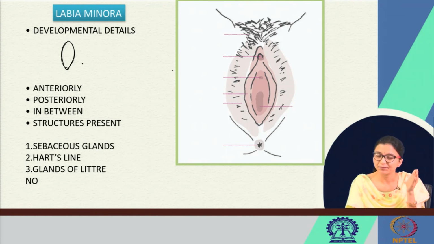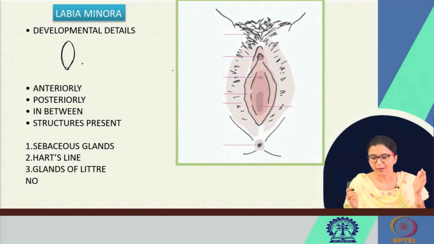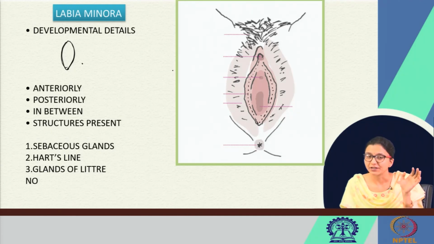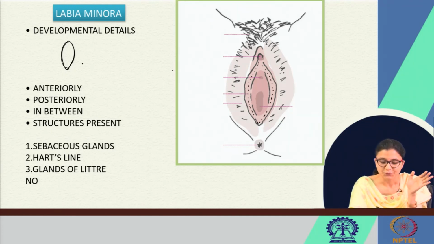Here the lining epithelium is stratified squamous epithelium, but the outer part is keratinized and the inner or medial part is non-keratinized. So, again I repeat, labia minora develops from the genital folds. These are the two genital folds. From here the labia minora develops.